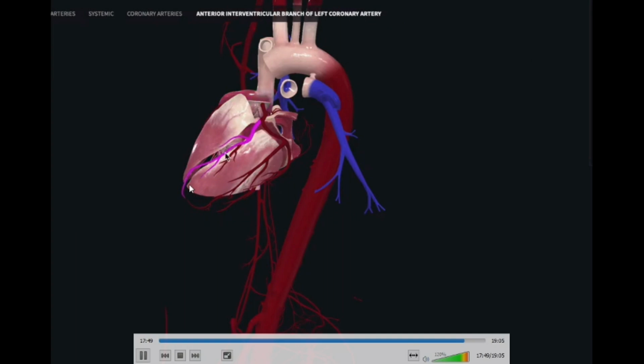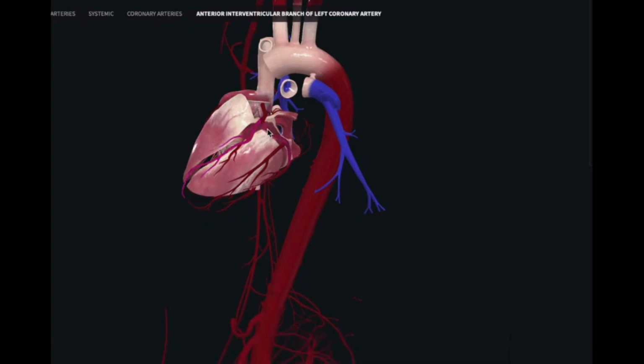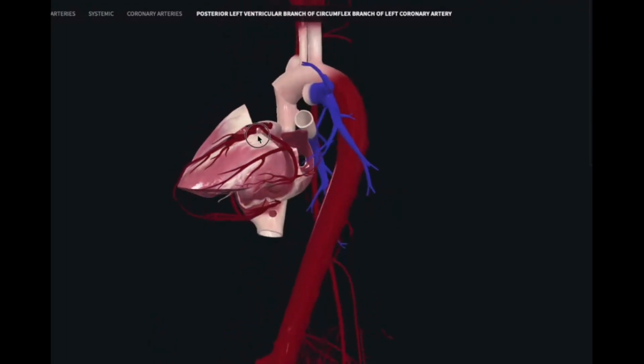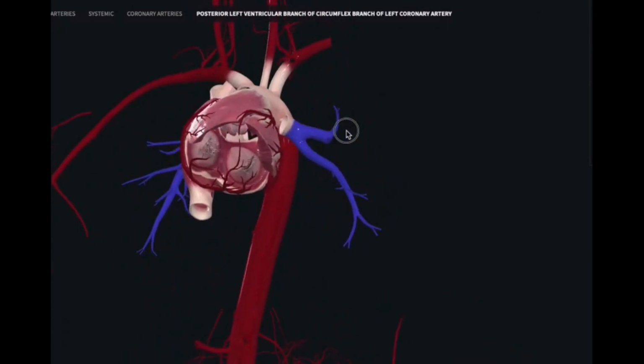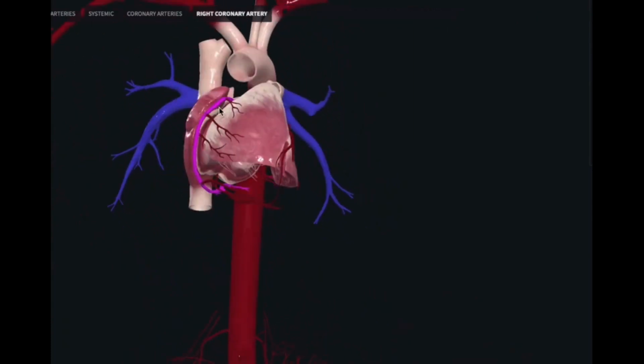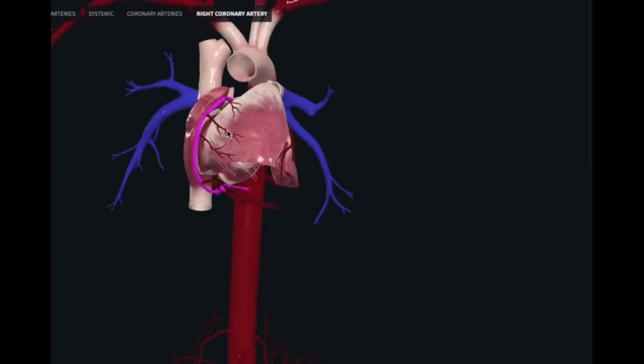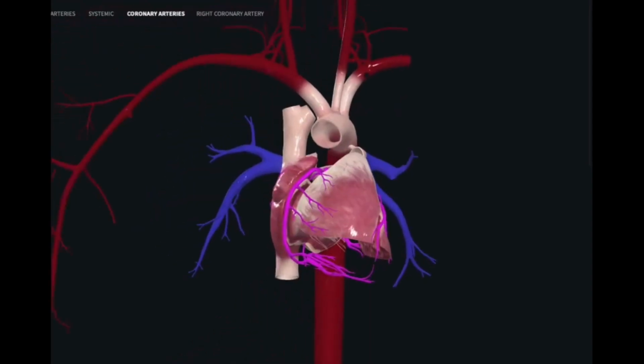It has parts: proximal, mid, and distal. And then you have what's known as the circumflex branch of the left coronary artery, which gives off two branches, the left marginal as well as finally the posterior left branch. So don't be confused. Now if we were to isolate this completely in a view, no sorry, not this, if you take the coronary arteries, and then we go into an isolation mode.